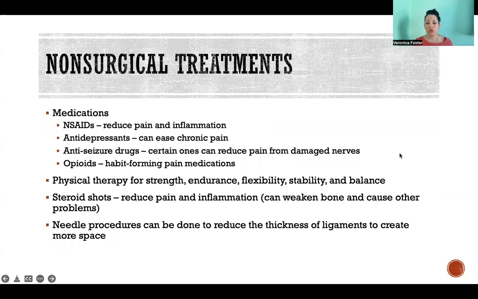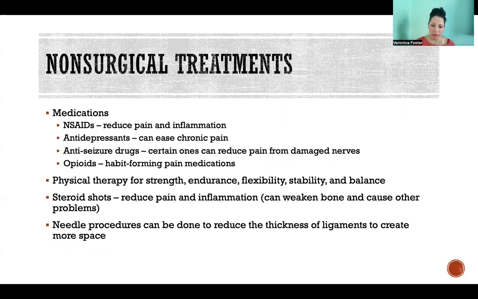All right, so there are surgical and non-surgical treatments. I'll talk about the non-surgical first. There are some medications that you can get over the counter or that might be prescribed to you, depending on the potency. Like NSAIDs, non-steroidal anti-inflammatory drugs, you can get those over the counter, or they might prescribe a higher potency, a higher dose, to help with the pain and inflammation. Some antidepressants can actually ease chronic pain, so they might be administered. You take them at night, and they might help with pain in general.